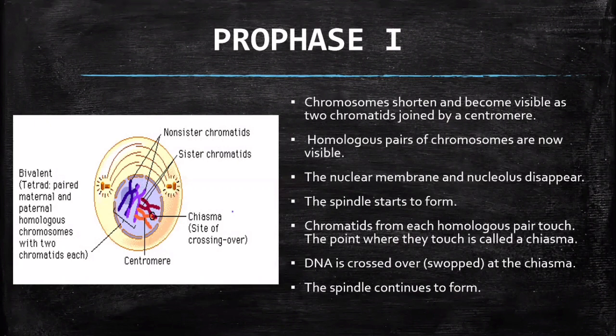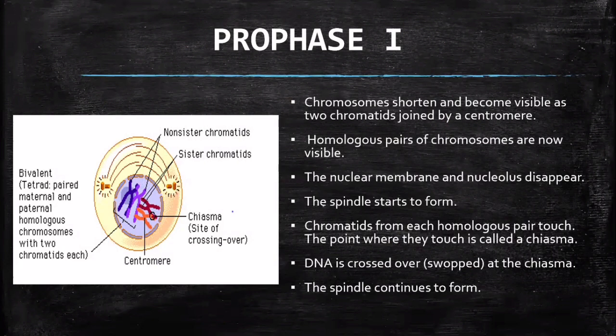Looking at meiosis I, the first phase is what we call prophase I. What happens during prophase I is that the chromosomes start to shorten, and as they become shorter, they also become visible. It means they become condensed. That's what is meant by shorter. They become condensed, and then they start to be visible. As you can see there, they appear as two chromatids joined by a centromere.